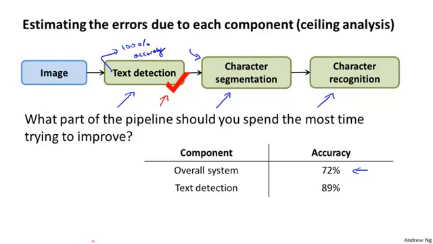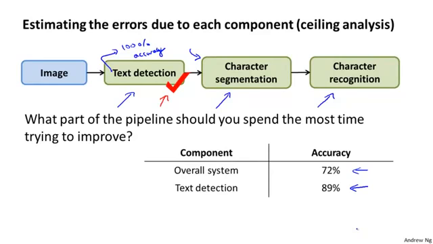So that it's as if I have a perfect text detection system on my test set. What we're going to do then is run this data through the rest of the pipeline, through character segmentation and character recognition, and then use the same evaluation metric as before to measure the overall accuracy of the entire system. And with perfect text detection, hopefully the performance will go up, and in this example, let's say it goes up to 89%. And then we're going to keep going.